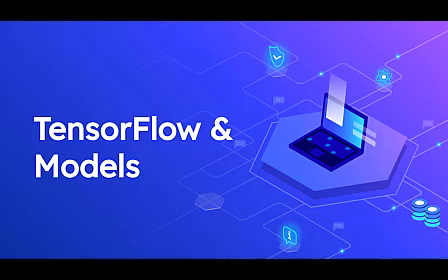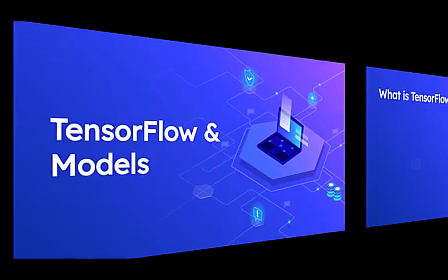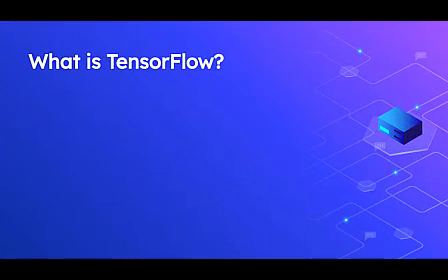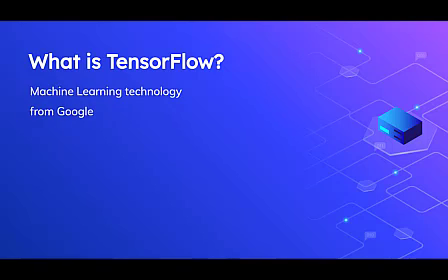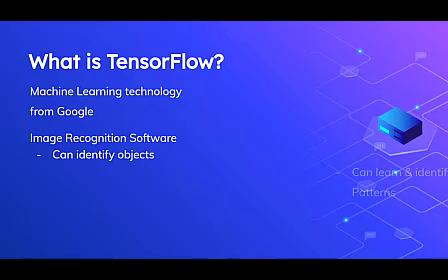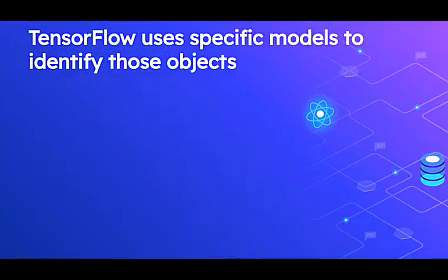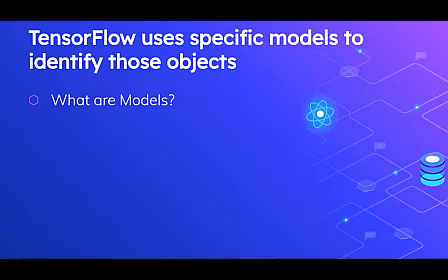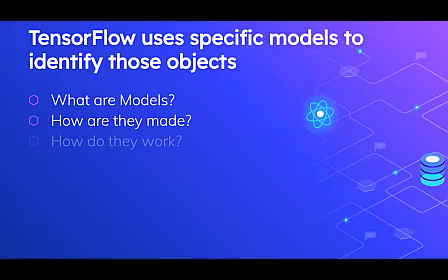Let's start with the basics. What exactly is TensorFlow? TensorFlow is a machine learning technology from Google. It's an image recognition software that can identify objects and learn and identify patterns. So the three main questions that we're going to be focusing on today are: what are models, how are they made, and how do they work?